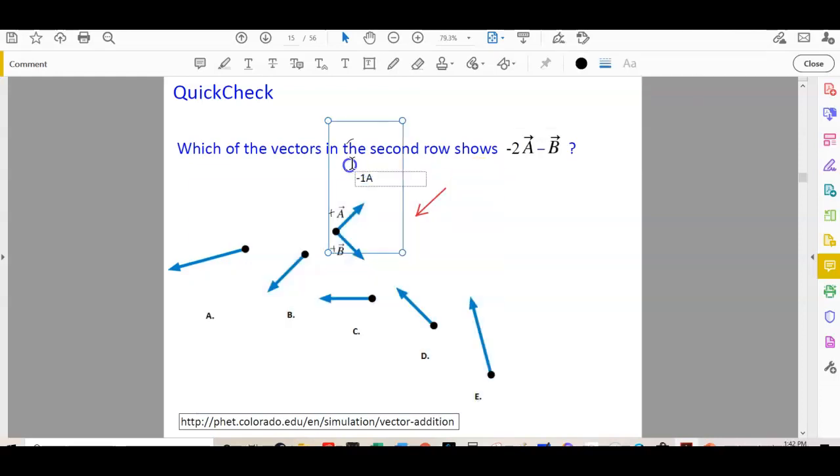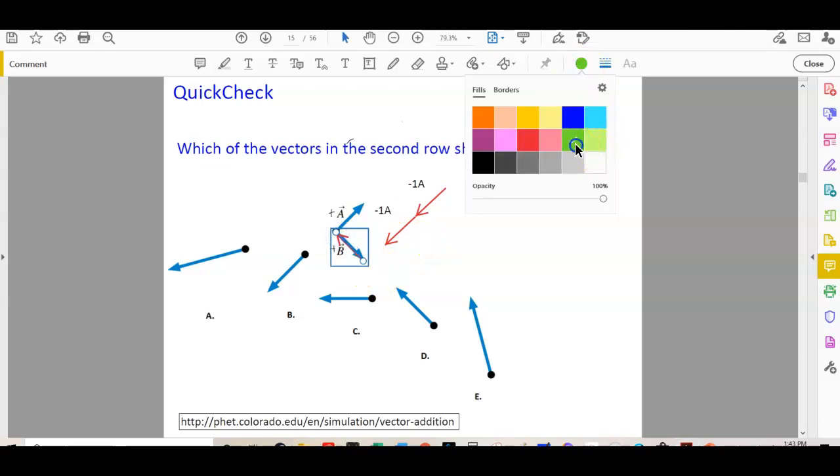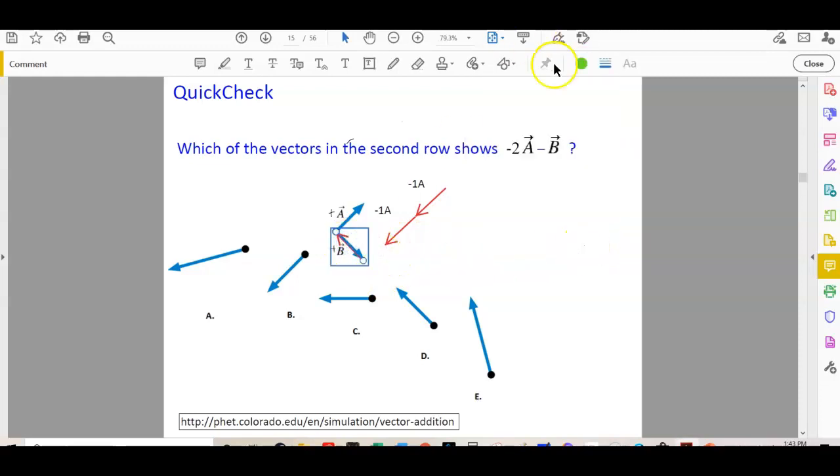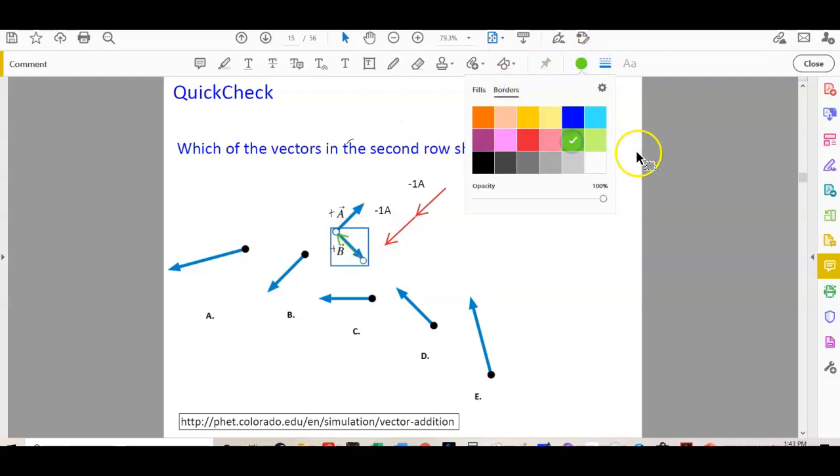And just like before, you could make two of these. So making two of those is equal to -2a. All right. Well, let's do the b vector. The b vector, which should be negative, is going to be pointing up and to the left, and that is green.